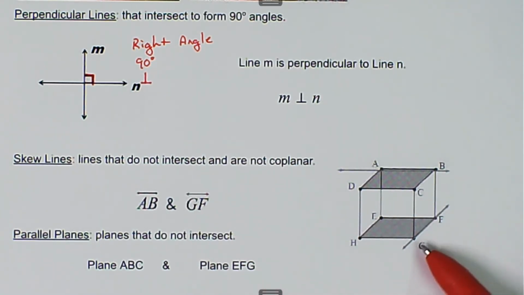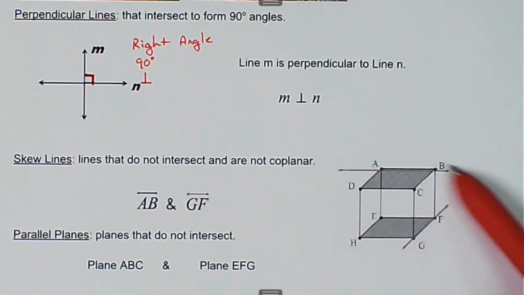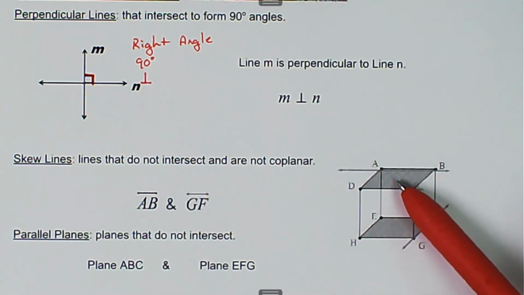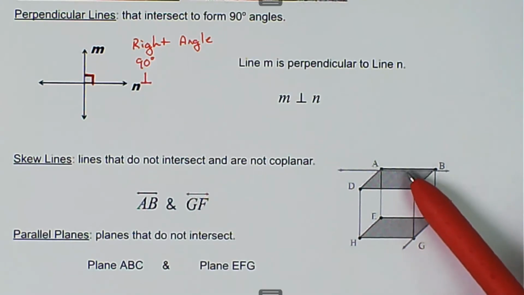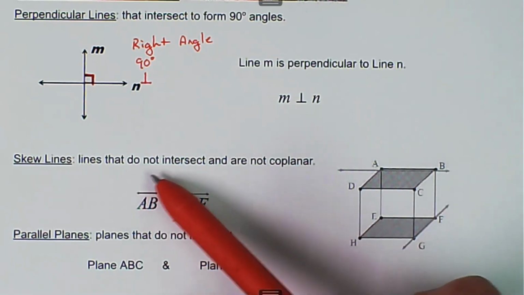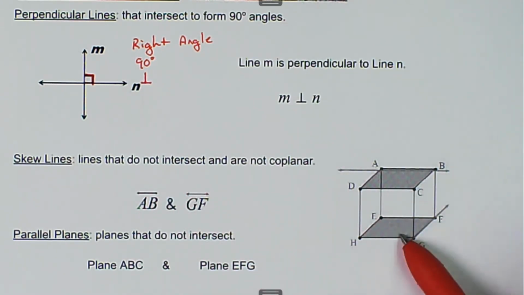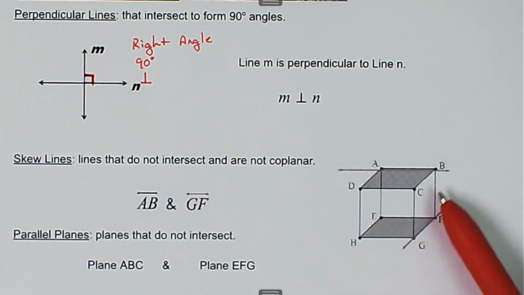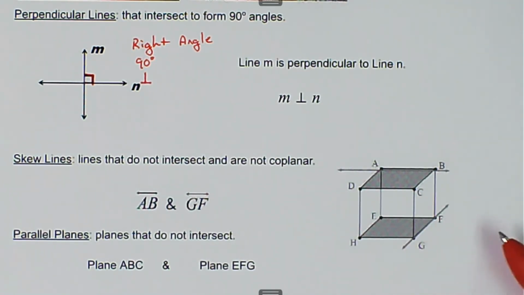As we can see, GF lies on this bottom plane here, and AB lies on this top plane here. So they are not coplanar because they're on 2 different planes. But they also don't intersect, because this one's going to continue this direction, this one's going to continue this direction, and they'll never intersect.